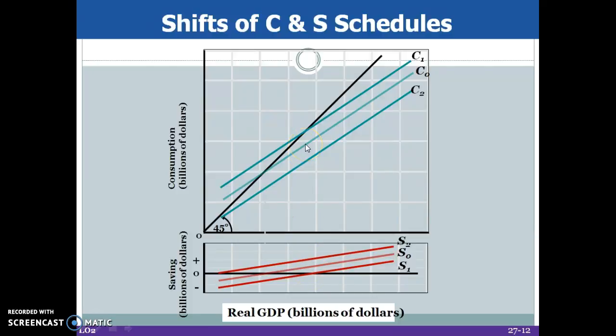Now notice C0 to C2. In this situation, consumption is declining. And if consumption is declining, then obviously saving must be going up. And that's, again, what that's showing in this graph.